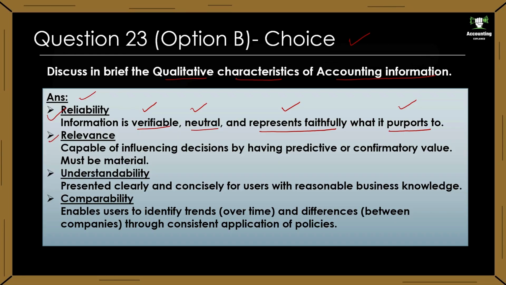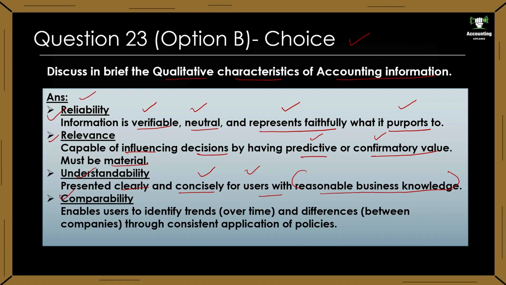Relevance: capable of influencing decisions by having predictive or confirmatory value, predictive for the future and confirmatory value for the past, and must be material, okay. Next, understandability: presented clearly and concisely for users with reasonable business knowledge. So, the accounting information which you give should be clear and to the point for the users, like the management or the shareholders. Okay, it should be clearly presented and the purpose should be met for which this accounting information is prepared, and it should be prepared with reasonable business knowledge.